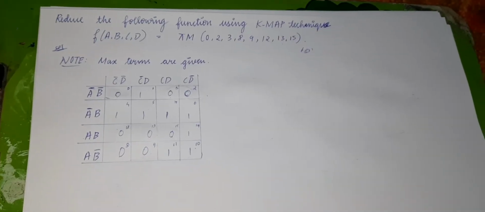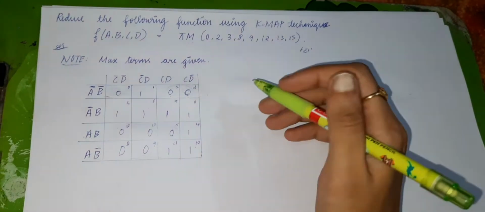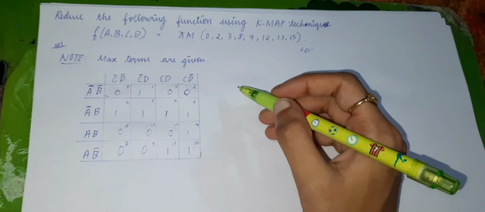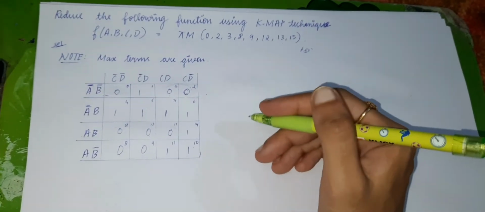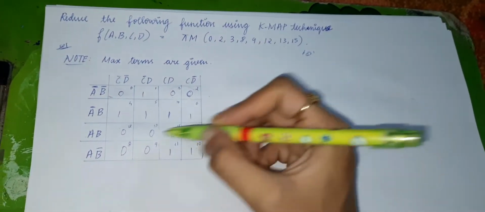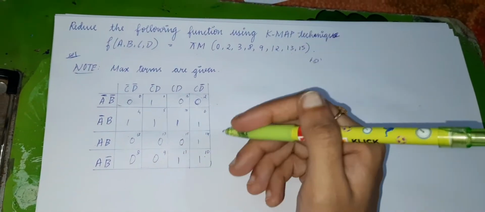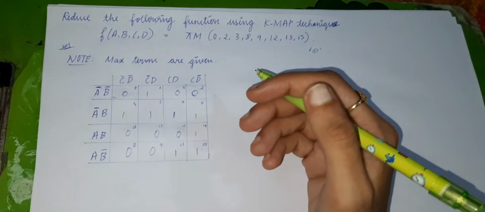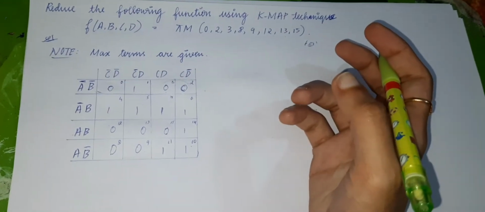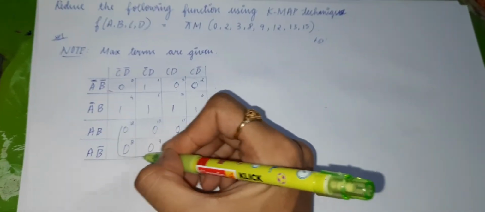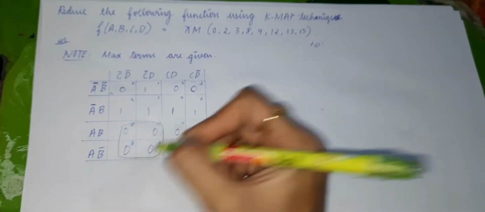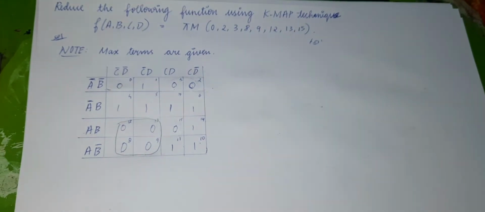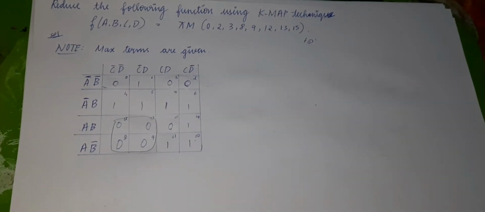The next step is grouping zeros. So now let's group the zeros in this problem. First, let's see if there are any octants present. Octants means 8 zeros in alternate columns or alternate rows. As you can see, there is no such octant present in this problem. So now let's move on to the next one, that is quad. As you can see here, there is a quad. Group that one, and there is no other quad present in this problem.